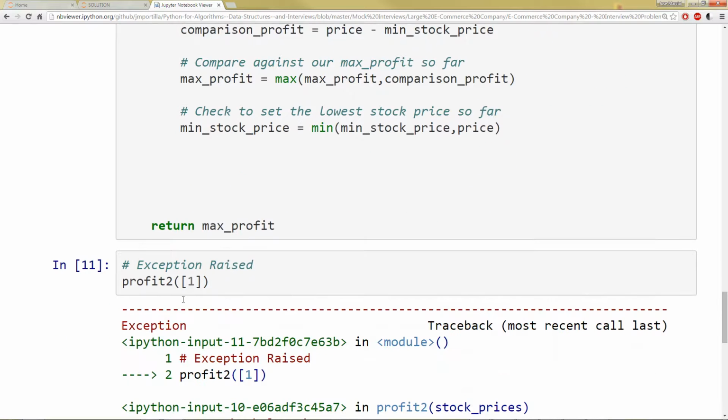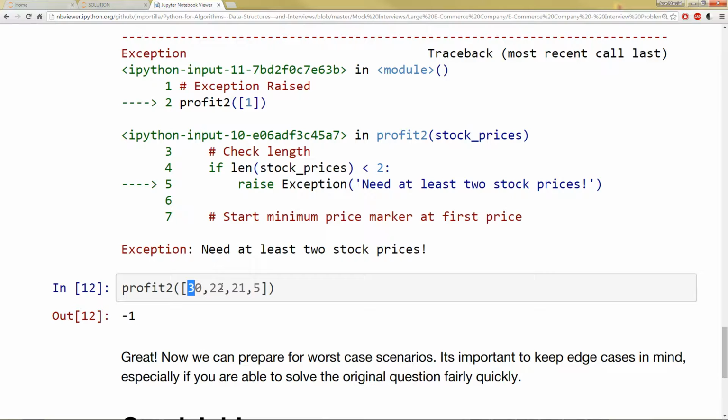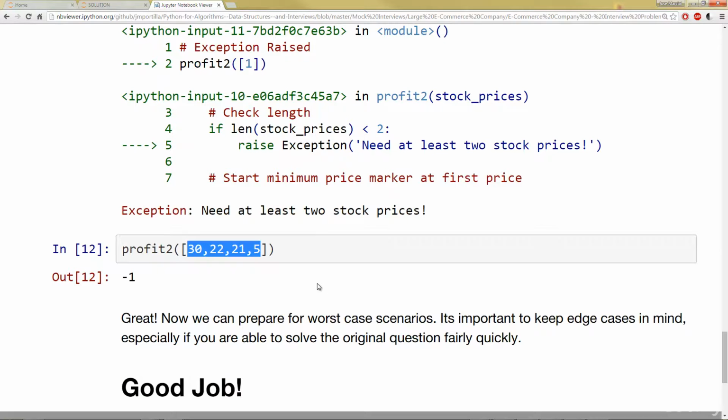So, if you pass in a list of a single element, you'll have this error or this exception raised, need at least 2 stock prices. If the stock prices always continue downwards, you can take care of that as well by returning the best case situation, where, in this case, it would be buying at 22, selling at 21 for the minimum loss, which is -1.